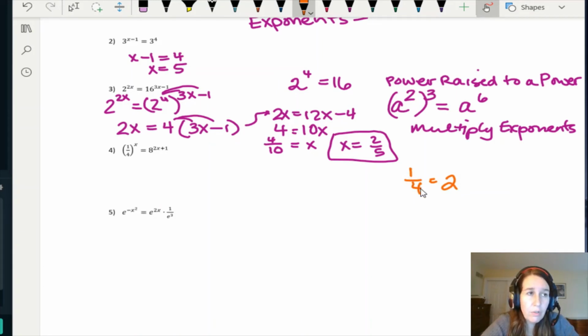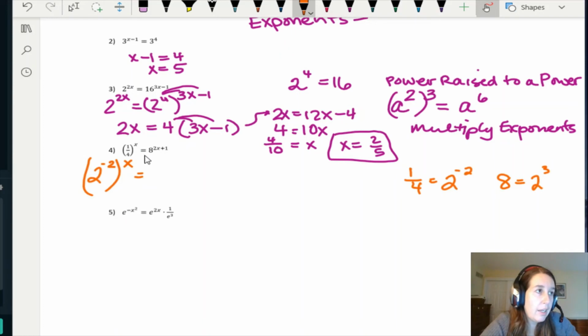So 1/4, obviously it needs to be squared to make the 4, and then you need the negative to flip that fraction, right? That's how you get that reciprocal. So 1/4 is equal to 2 to the negative 2nd power. And then we also have the base 8. So 8 is equal to 2 cubed. So on the left side, let's replace 1/4 with 2 to the negative 2nd power, and that is still raised to the x power. And on the right, we have 2 to the 3rd power, and that's raised to the 2x plus 1.